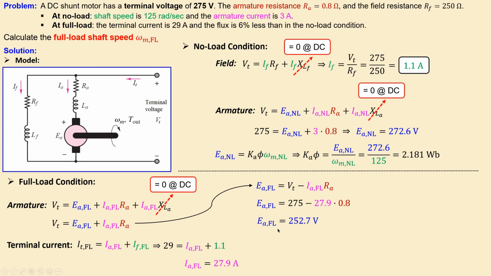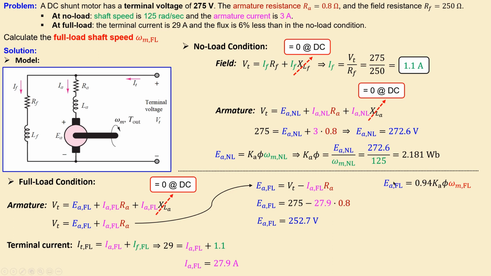But now I have to be very careful. I already said in the beginning that the flux is less by 6% compared to the no load condition. What does that actually mean? If you look at the motor constant expression, there is the flux symbol here. That means there's also a relation to the flux. In this case, I have 6% less flux. That means the following.